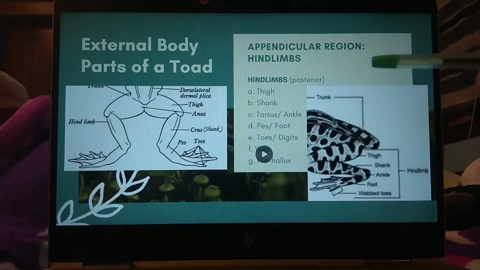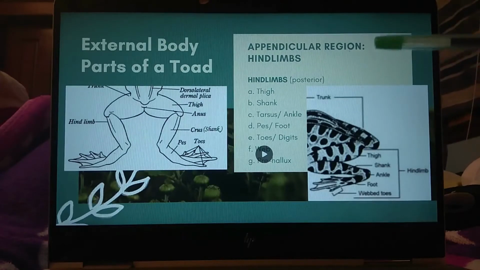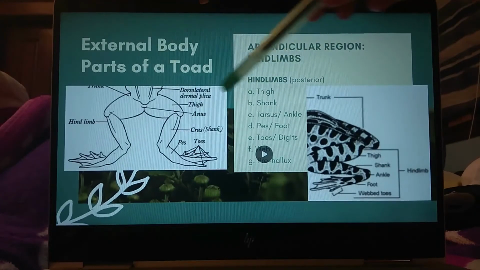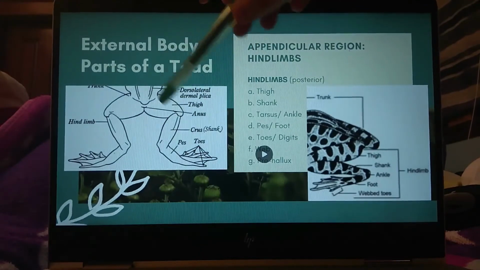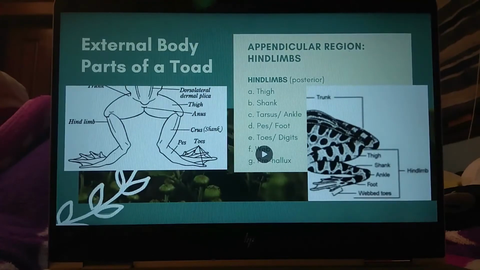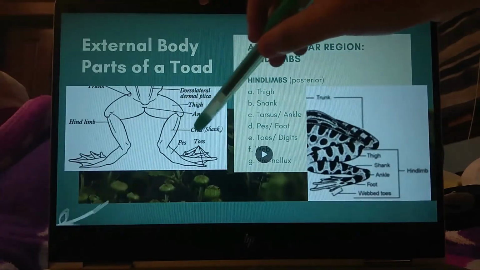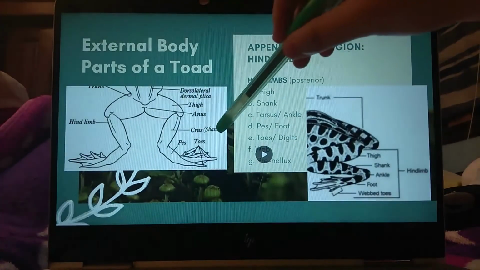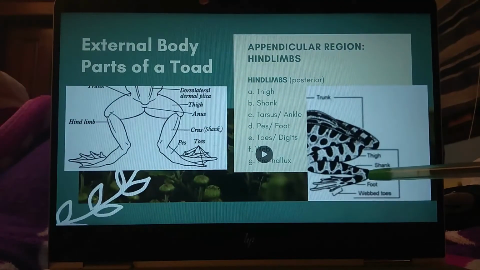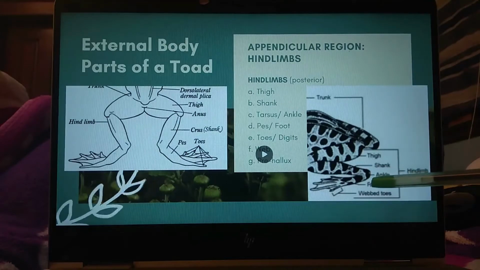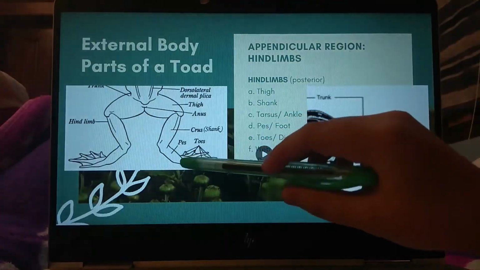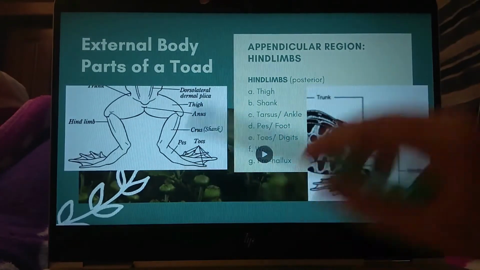So next to the forelimbs, we have the hind limbs in the appendicular region. The hind limbs are the posterior appendages, which are further divided into segments. So first we have the thigh, which is the first segment attached to the body mass, and the shank, which is the segment immediately next to the thigh. Next we have the tarsus or ankle, which is the segment immediately next to the shank, followed by the pes or foot, which is the part of the limb distal to the tarsus.